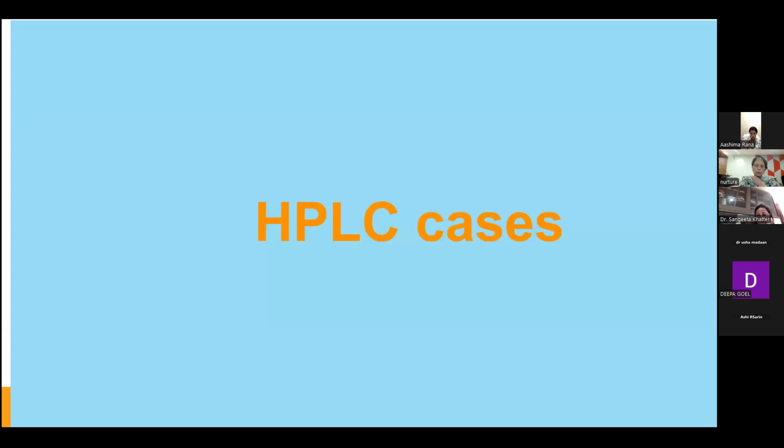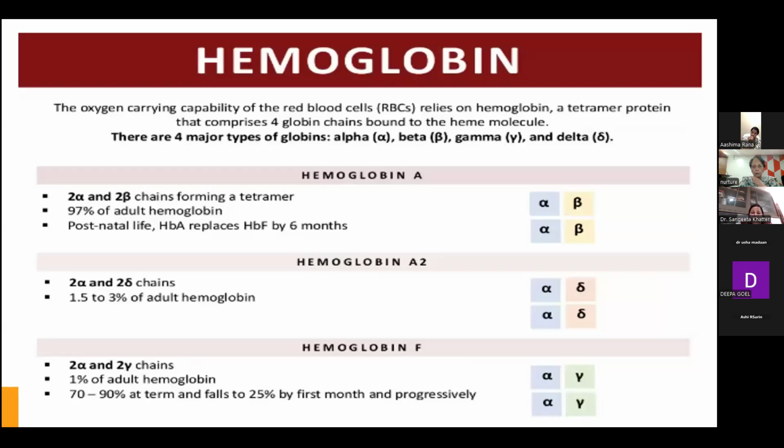Okay, ma'am. So HPLC cases, I have only two cases. First of all, hemoglobin is made up of alpha and beta globin chains. We know that HbA is composed of two alpha and two beta chains. HbA2 is another variant which is seen in hemoglobin while doing HPLC. This has two alpha and two delta chains. HbF is the fetal hemoglobin, usually present in the fetal period of life. That has two alpha and two gamma chains.